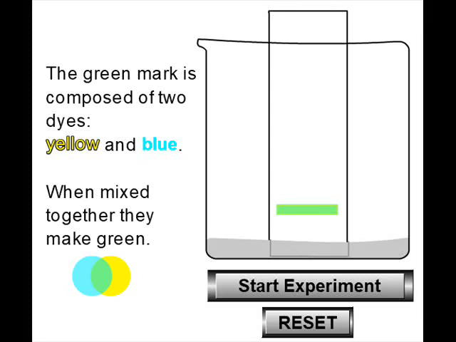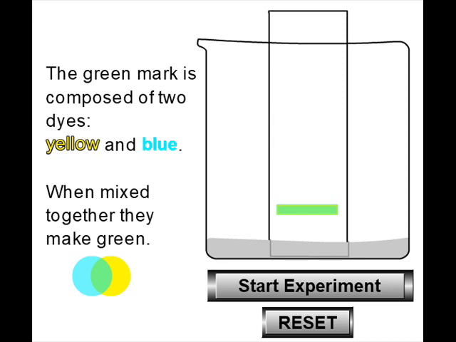This video is about chromatography. Chromatography is the separation of two colors. In this case, you can see the color green, and the green mark is composed of two dyes, yellow and blue, and when mixed together they make green.